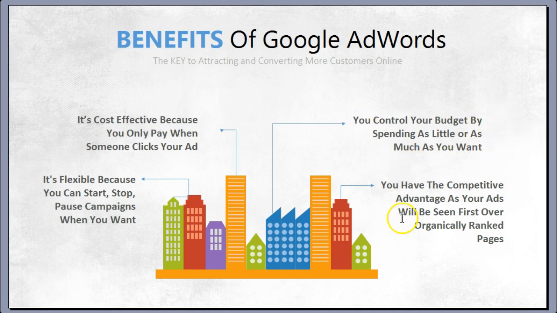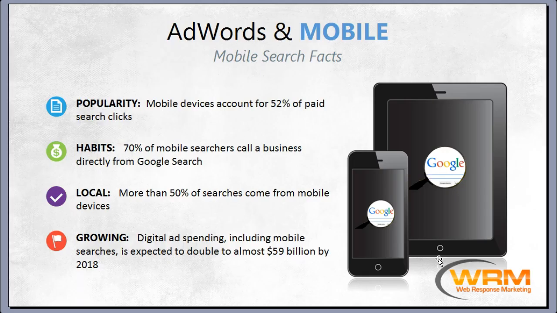And also you have the competitive advantage as your ads will be seen first over organically ranked pages. So your ad will be seen on top of the map, what is called the local results. It will be occupying what we call the prime real estate space in Google, because your ads will be shown if it's a good ad and it has the quality guidelines that Google wants. They're going to show you in the first upper part of the Google page.